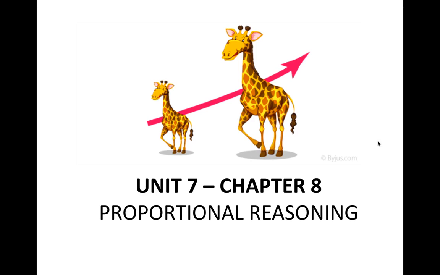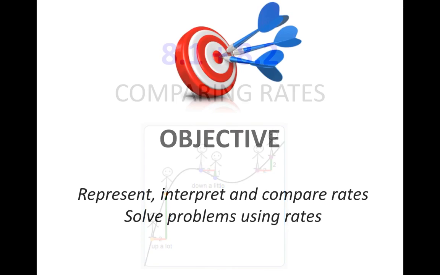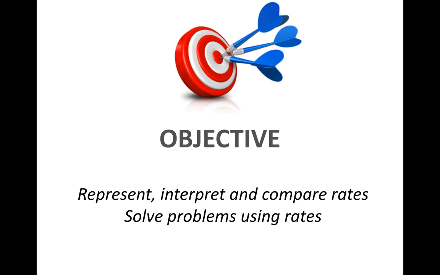In this video, I'd like to take a look at Unit 7, where we're studying Chapter 8 on proportional reasoning. In particular, we're going to take a look at Part 1 of Sections 8.1 and 8.2, where we are comparing rates. The objective of this lesson is to help you understand how to represent something as a rate, how to interpret it, and then how to compare rates.